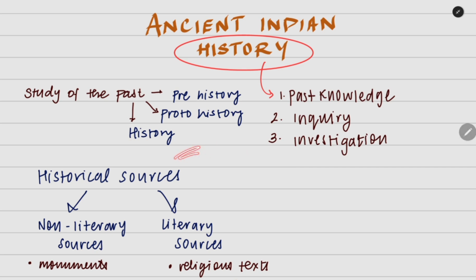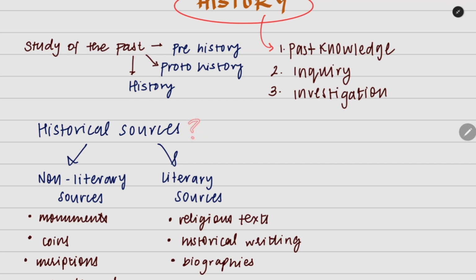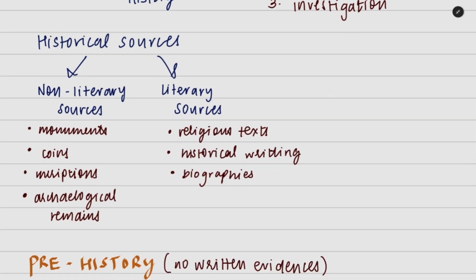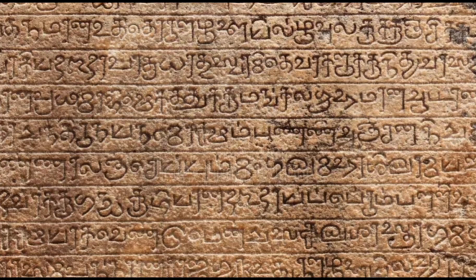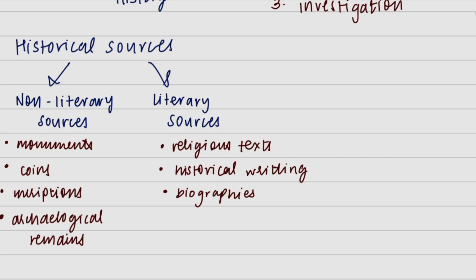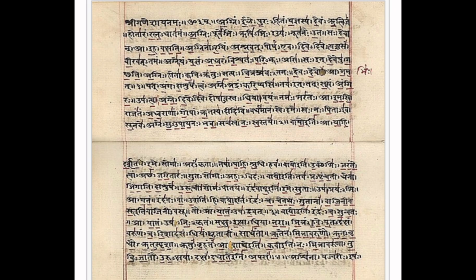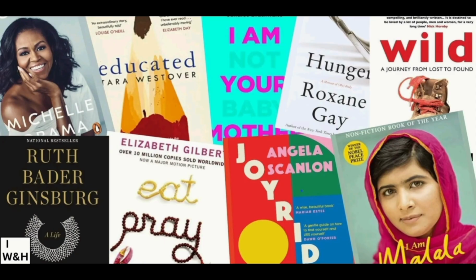Before we learn about these periods, it's important to know what the historical sources are. These historical sources are non literary sources and literary sources. Under non literary sources, we have monuments, coins, inscriptions, and archaeological remains. Under literary sources, we have religious texts, historical writings, and biographies.